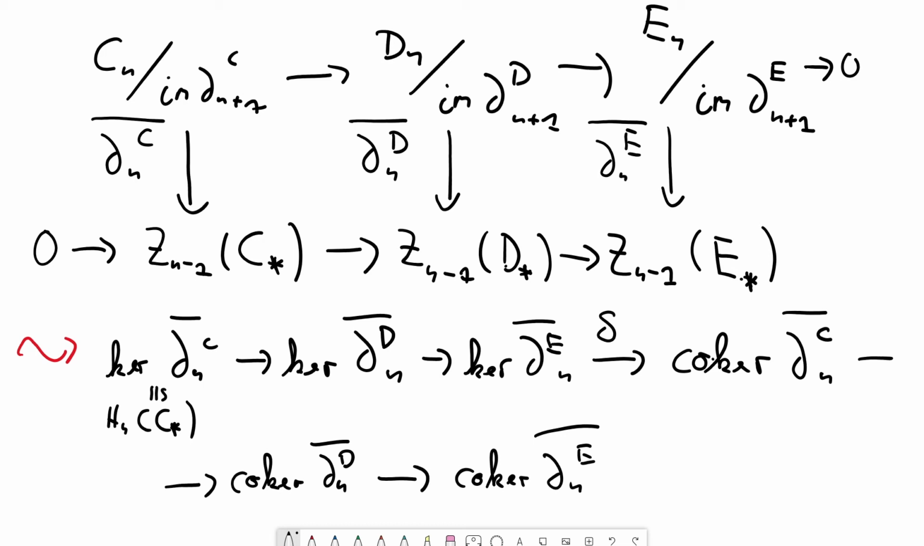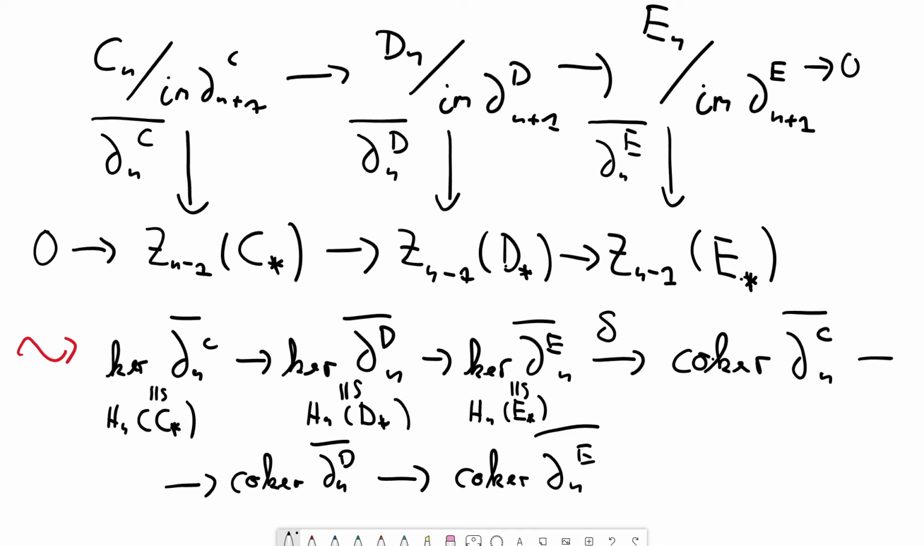Yeah, okay, so this was a short confusion, but yes, the kernel of this is just plainly the same as if I had taken already the cycles, and then from this I had mod out the boundaries here, the image of d_{n+1}. So therefore this is the nth homology of C star, and here for the very same reason we get the nth homology of D star, and here we've got the nth homology of E star. Then we've got the connecting boundary homomorphism, and then we should consider the co-kernel here of d_n^C bar.